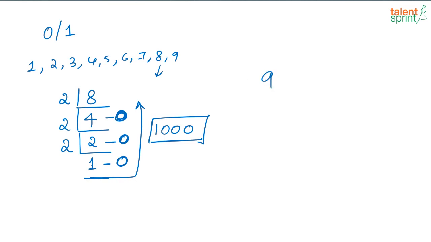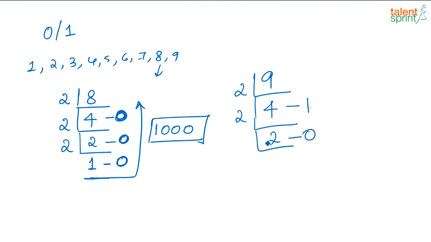Same way, let us look at the number 9. If you are converting the number 9 from decimal to binary, how will you do it? 9 divided by 2 is 4, but I have remainder 1. This is my quotient, this is my remainder. 4 divided by 2 is 2, remainder 0. 2 divided by 2 is 1, remainder 0.